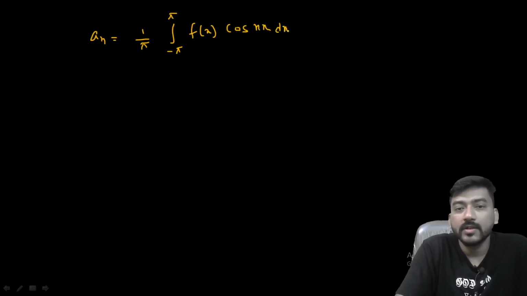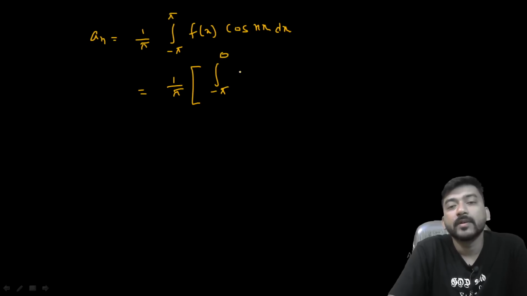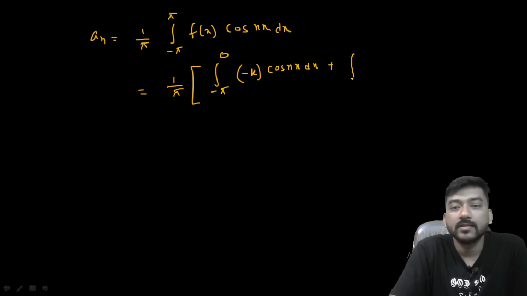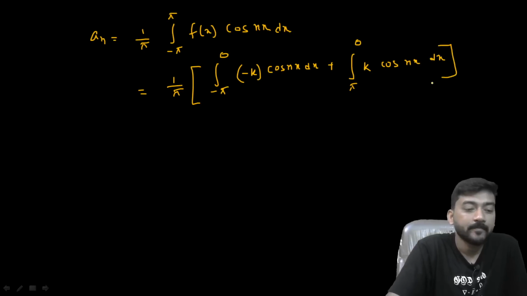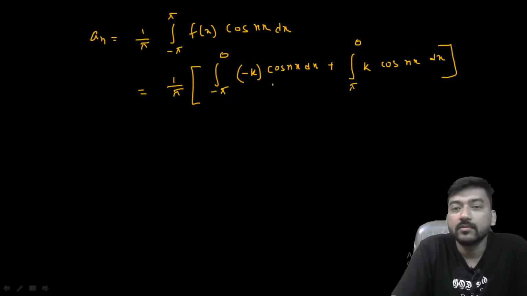Okay, cos nx dx. So it will be just 1 upon pi again integration minus pi to 0, f of x is just minus k. So it will be minus k into cos nx dx plus integration 0 to pi k into cos nx dx. Okay, so what will you get now? I think again you will get 0 because the integration of cos will be sine, and here also the integration of cos will be sine, and sine of pi, sine of all multiples of pi will be 0. So you will get again 0 here.